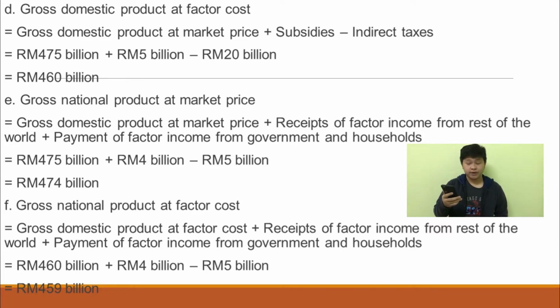For the first, you must find the gross domestic product, which is 475 billion, and the second one is 4 billion ringgit, and the third one is 5 billion ringgit. I'm sorry, for the payment of factor income from government and households, you must subtract those, and then you will find the 474 billion. So that's all from me for my part.